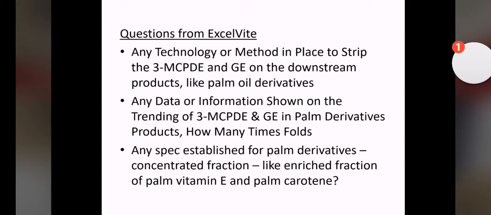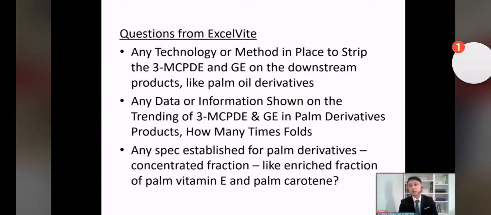Over to Mervin. Anything to add? For the first question, I don't have much knowledge in terms of the downstream, but I think that if we can reduce the precursors or 3-MCPDE and GE level at the feed level, we can definitely reduce it at the derivative area.